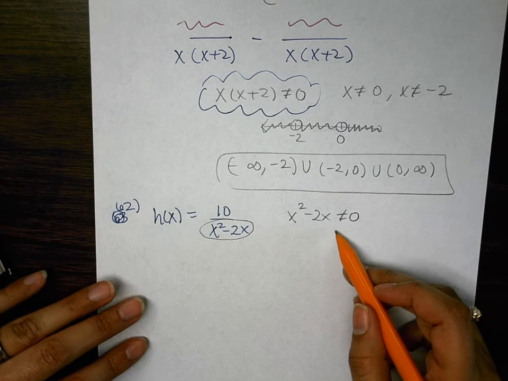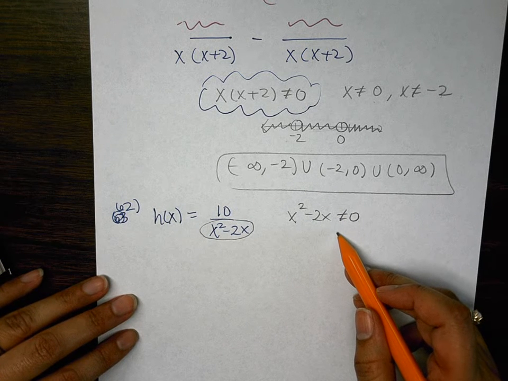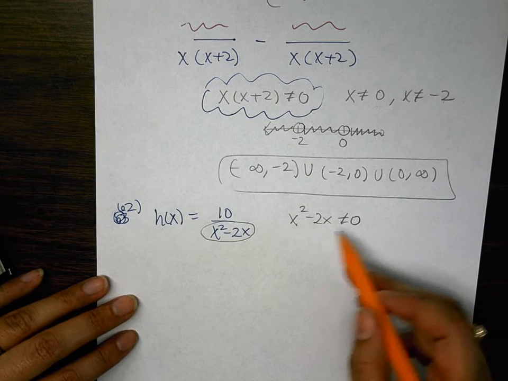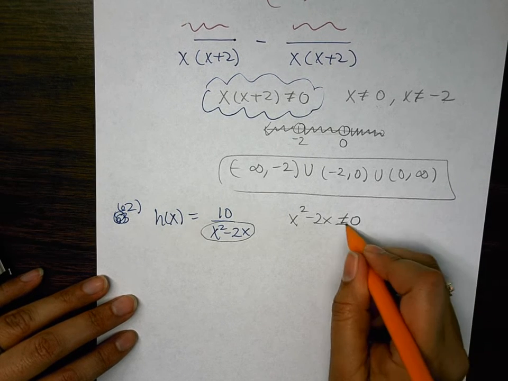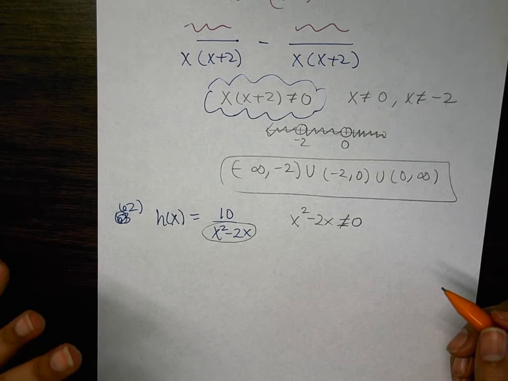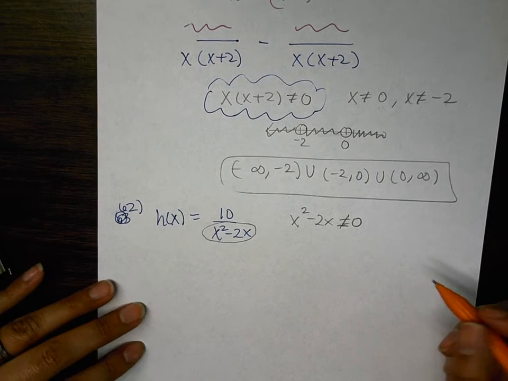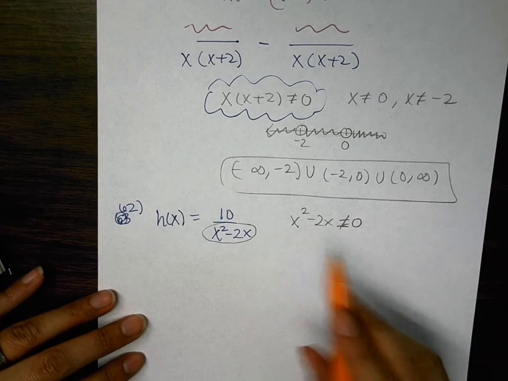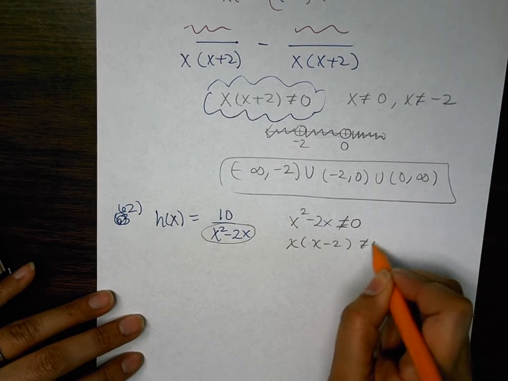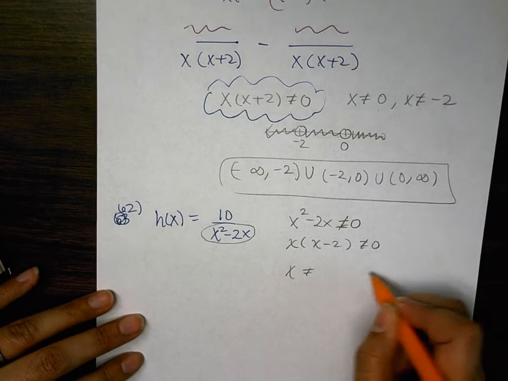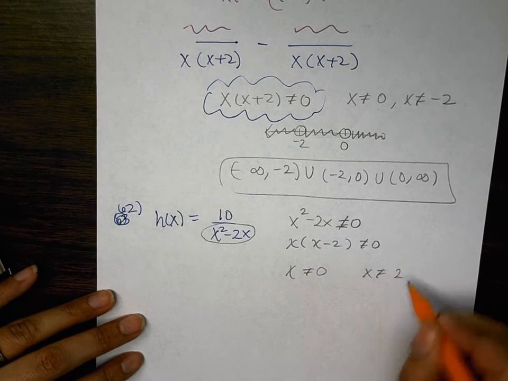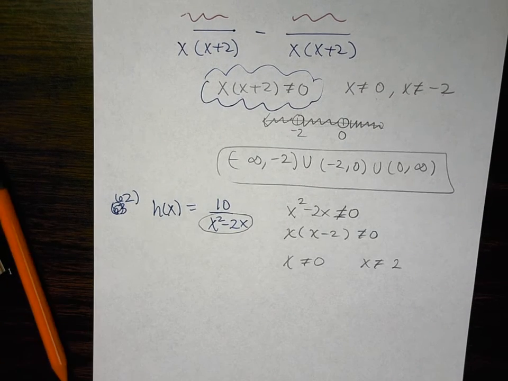Is this one where I have to do test values? Yes or no? No. There's a degree of 2, but it's not an inequality. It's a cannot equal, so this is not a test value problem. No, because you factor and solve. How do I factor this? So what are my two cannot equals, my two restrictions? Not 0 and not 2. And then you graph it and write it in interval notation.